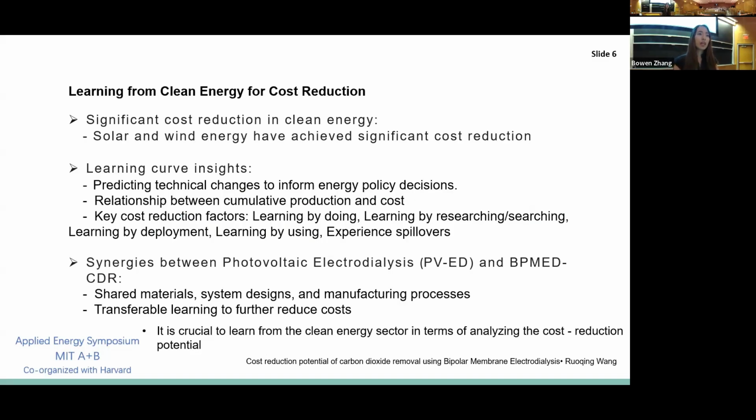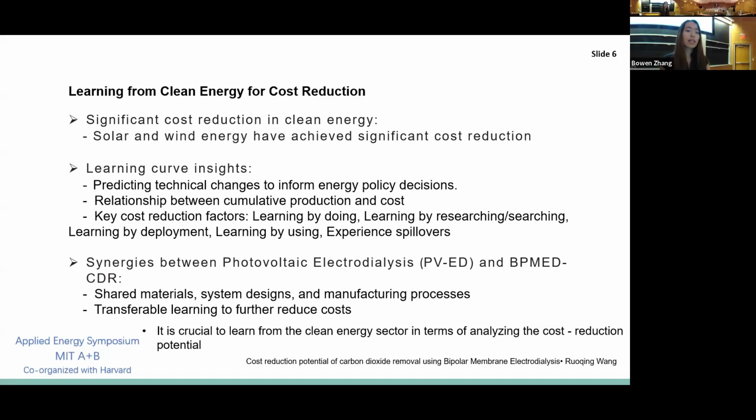If we look at the clean energy sector, we may see the solar and wind technologies have experienced a cost reduction over the past decades. The learning curve is a tool that is readily used for analyzing the cost reduction of clean energy and to inform energy policy decisions. A learning curve describes the relationship between cumulative production and cost. Some cost reduction factors can be identified from the learning curve tool, such as learning by doing, learning by researching, learning by deployment, learning by using, and experience spillovers.